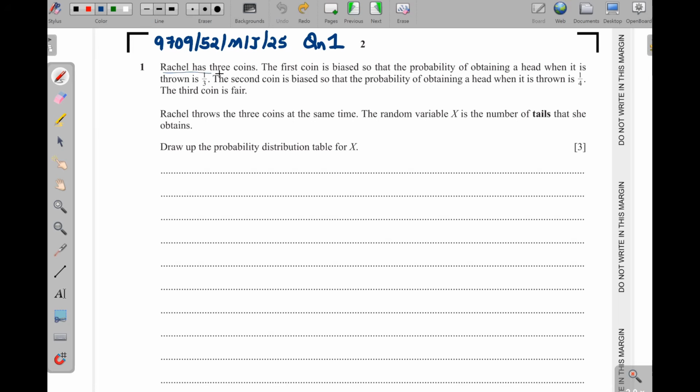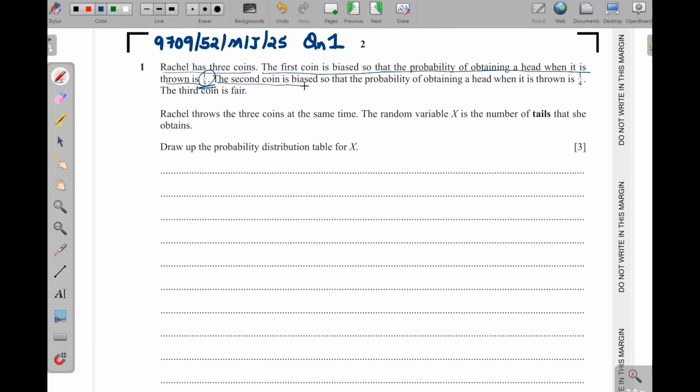Question 1. Rachel has 3 coins. The first coin is biased so that the probability of obtaining a head when it is thrown is a third. Now, for an unbiased coin, the probability of getting a head is a half, and also the probability of obtaining a tail is a half, because there are two outcomes, head and tail. But because this one is biased, the probability of a head, or of the tail, is not a half. So for this case we are having a third.